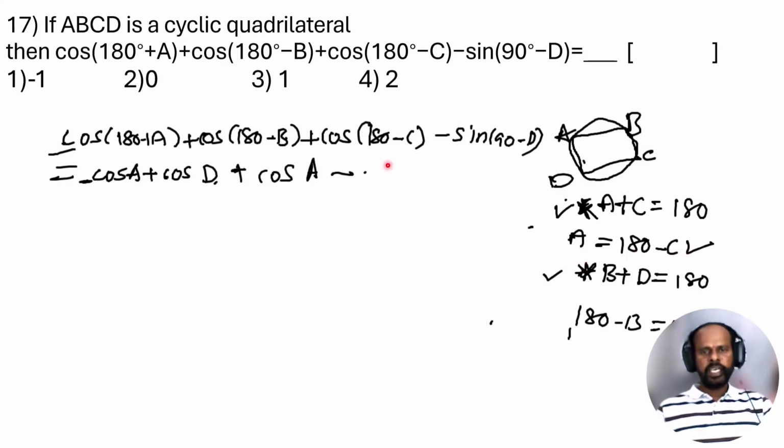Sin(90 minus theta), first quadrant, is cos theta, that is cos D. So cos D and cos D, and cos A gets cancelled. The answer is 0. So the option is 2.